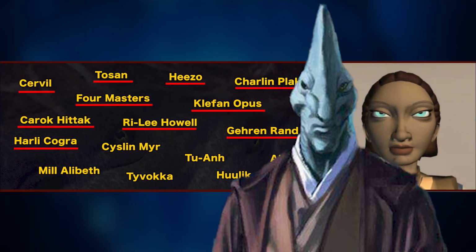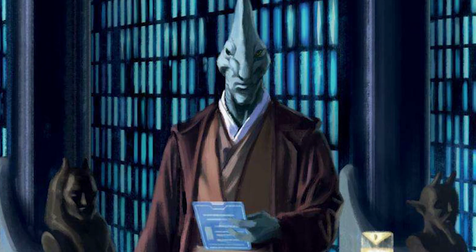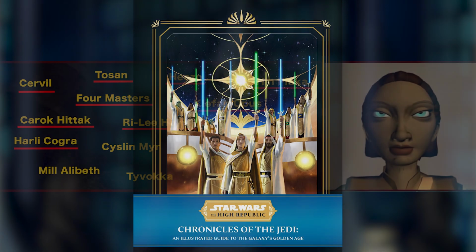After this, there's Harley Cogra. They were a Verk Jedi Master in the High Republic era, who wrote the Chronicles of the Jedi. This was a highly detailed book about the High Republic Jedi and what they did, to ensure that their bravery and sacrifices would be remembered. Harley Cogra was first mentioned in Chronicles of the Jedi.